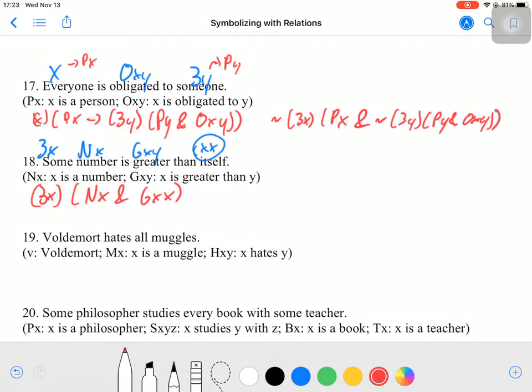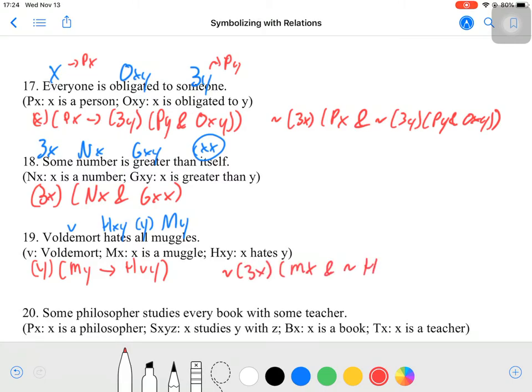Voldemort hates all muggles. Voldemort, little v, hates, x hates y, all muggles, y. So for all of y, if y is a muggle, then it follows that Voldemort hates y. You could also say it's not the case that there exists, we can use x too, there exists an x such that x is a muggle and not hated by Voldemort.